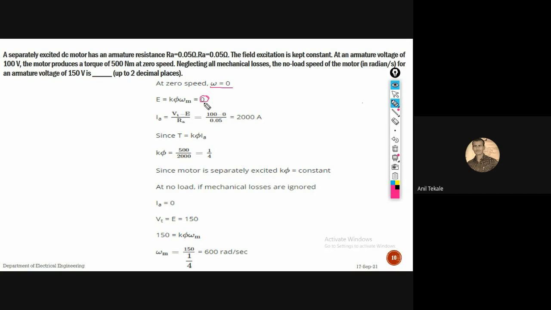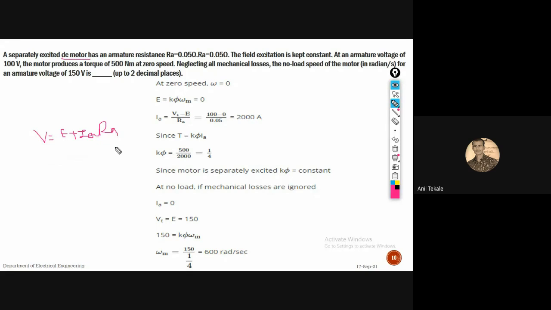It is also 0, right? Yes. If the speed is 0, back EMF is also 0. So now we know that E is equal to V minus IaRa. Sorry, in case of the DC motor, we know that V is equal to E plus IaRa. Am I right?